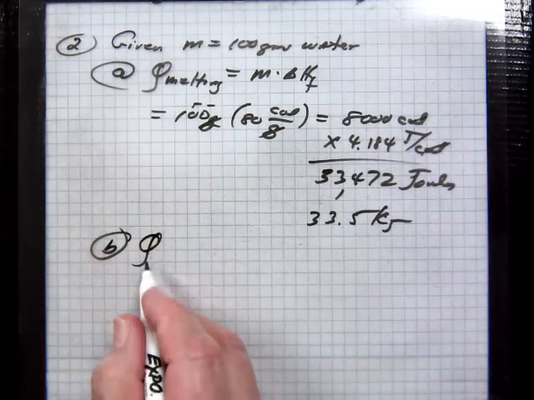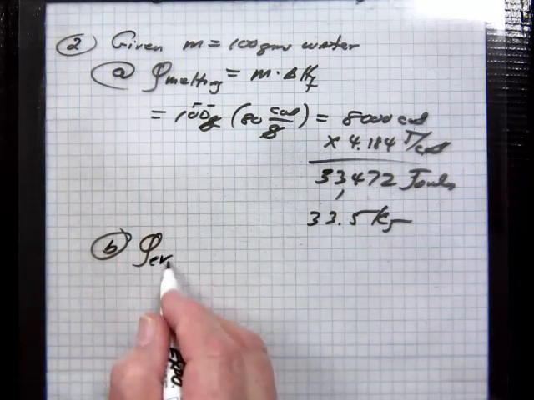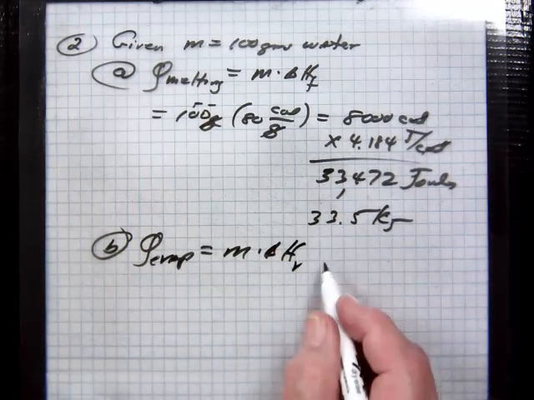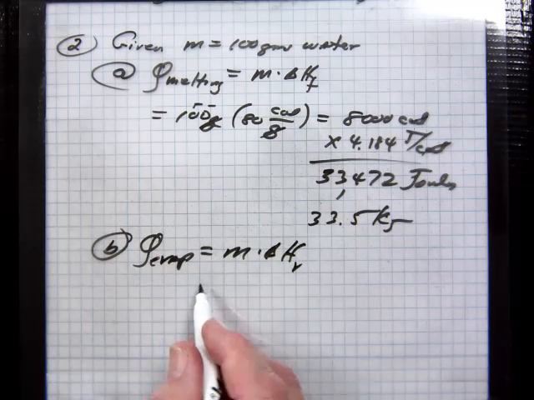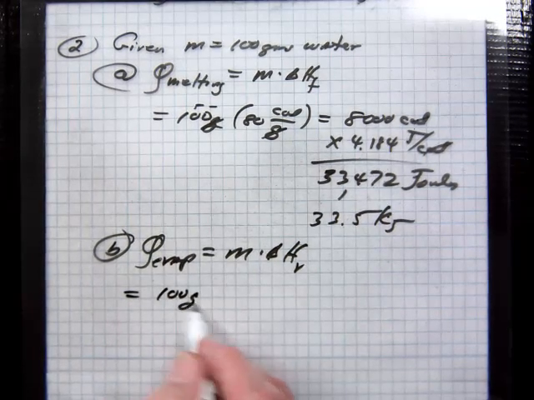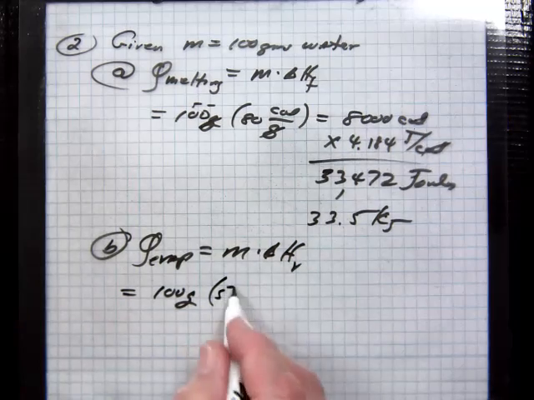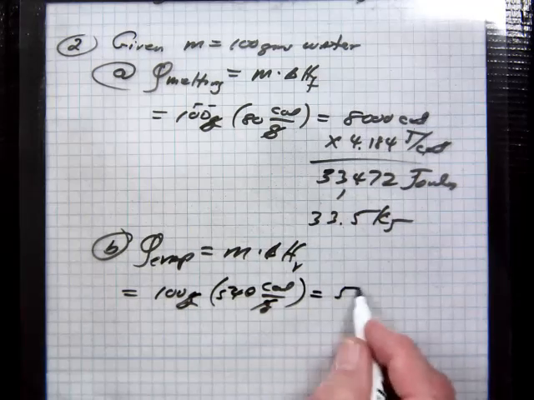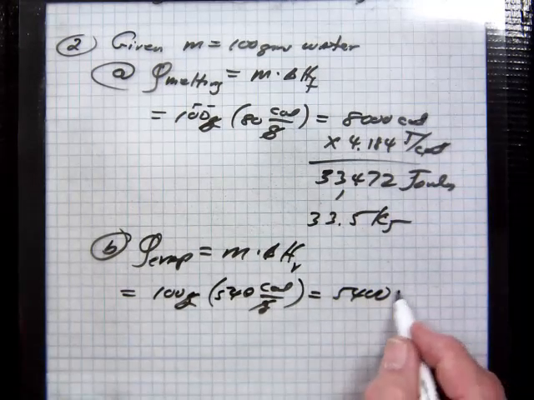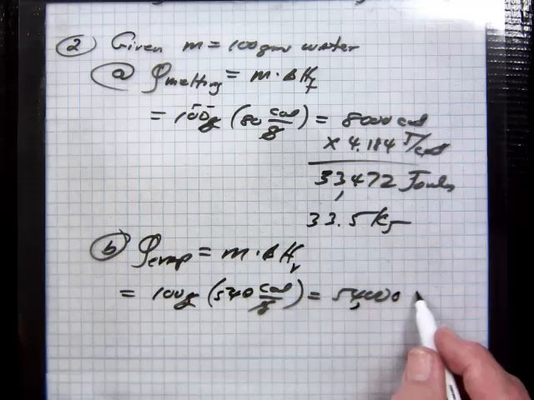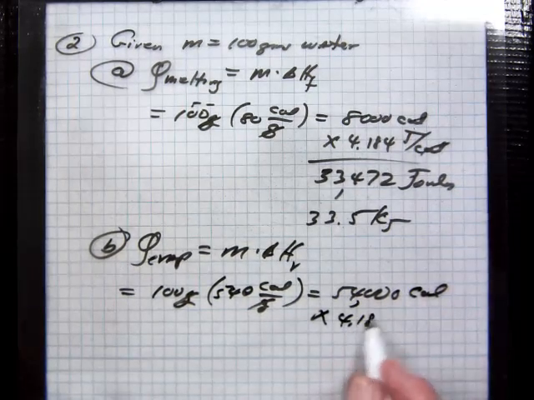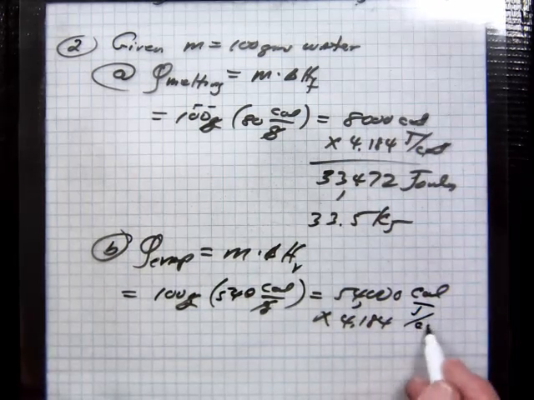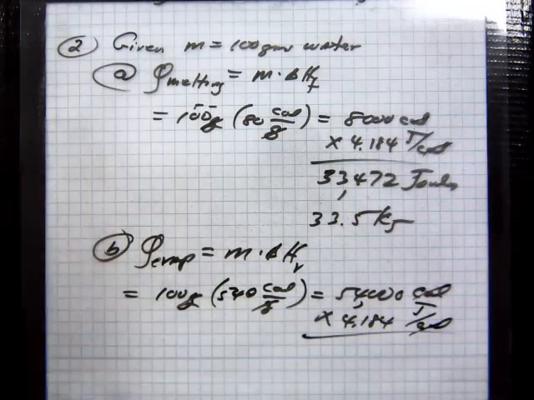Q vaporization is also an M delta H equation, but here we use vaporization. So that's 100 grams and 540 calories per gram. That's 54,000 calories times 4.184 joules per calorie. That drops out. What does that come to?